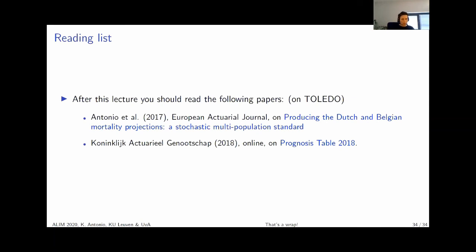What I would like you to do now as a follow-up to this class is to have a look at the two references that I list over here. That's my own paper published in the European Actuarial Journal on producing the Dutch and Belgian mortality projections, the stochastic multi-population standard. And then the most recent publication by the Actuarial Association in the Netherlands, which is using the same methodology and which also puts a nice paper together in English, which you can access over here.